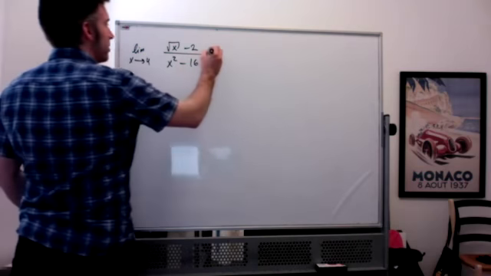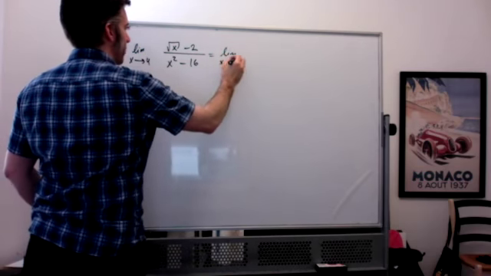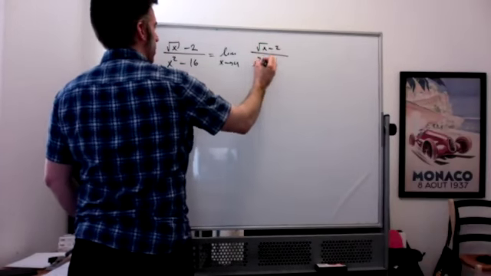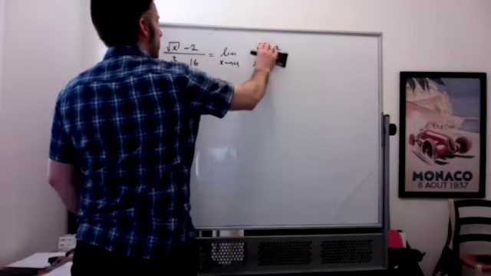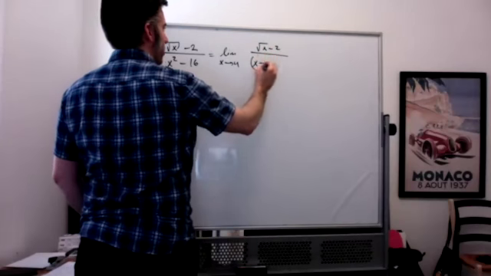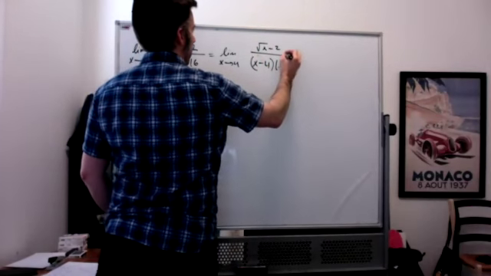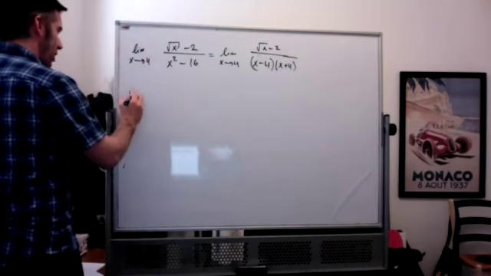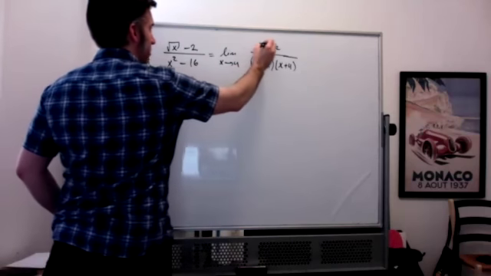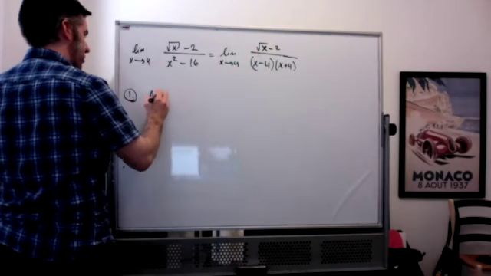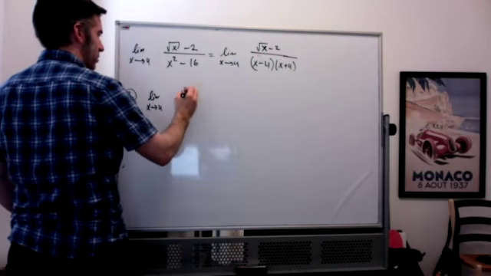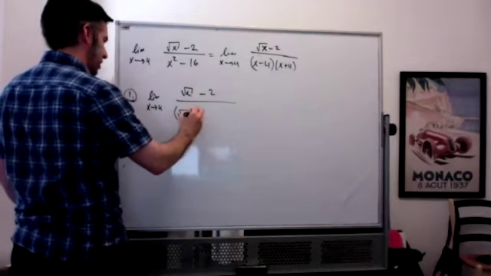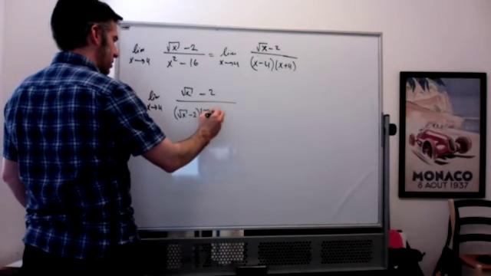We're going to factor. We're going to write this as the limit as x goes to 4 of the square root of x minus 2 over x squared, sorry, not x squared, x minus 4 times x plus 4. And there's actually two kind of valid directions you can go here. I'll show you both of them. One way you can go is to factor this further and to say that x minus 4 is really the square root of x minus 2 times the square root of x plus 2.